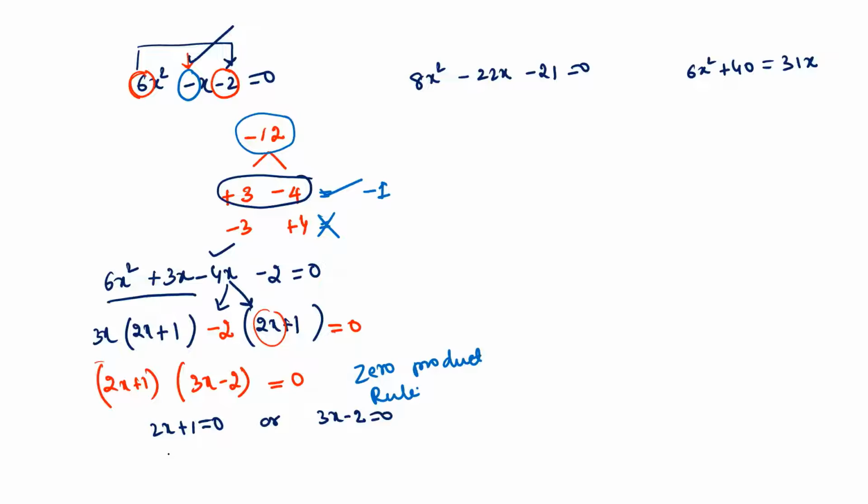Now solve this linear equation. 2x, shift this plus 1 to the other side. X is equal to minus 1 by 2. 3x is equal to 2. X is equal to 2 by 3. Are the steps clear? Vimala, Krishna, Rohit? Yes, ma'am.